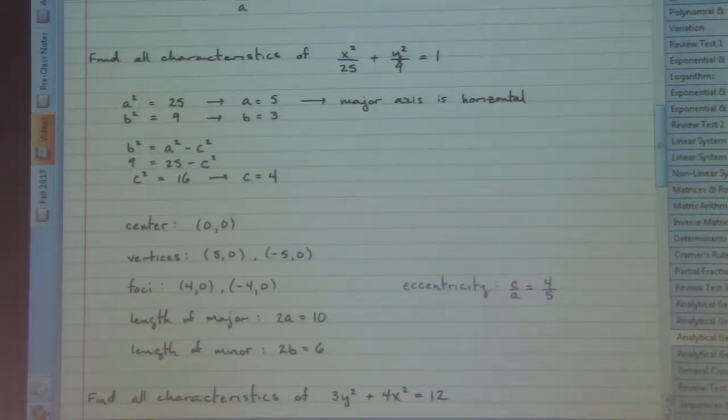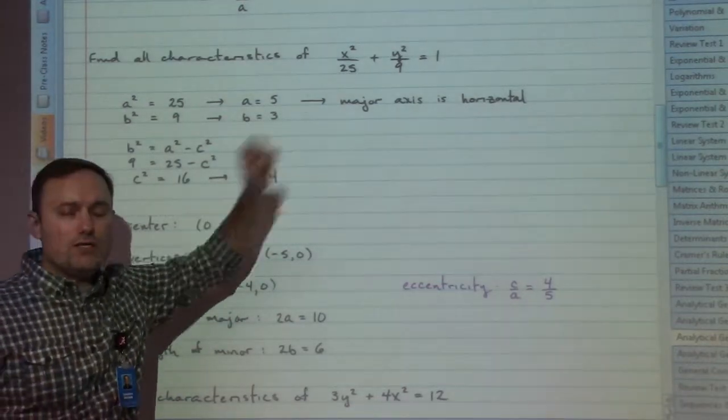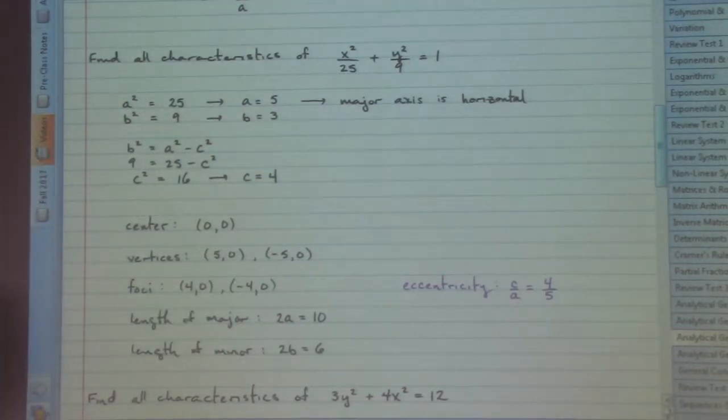So if we're given the basic equation x squared over 25 plus y squared over 9 is equal to 1, the first thing we want to recognize is what sort of orientation we have, and that's based on the bigger denominator. The bigger denominator is underneath the x. That means our major axis is horizontal. If a squared is 25, a is 5. The other denominator is my b squared number. If b squared is 9, b is 3.